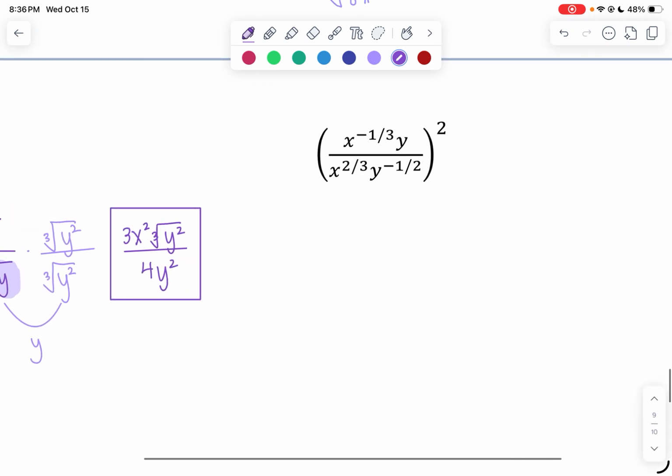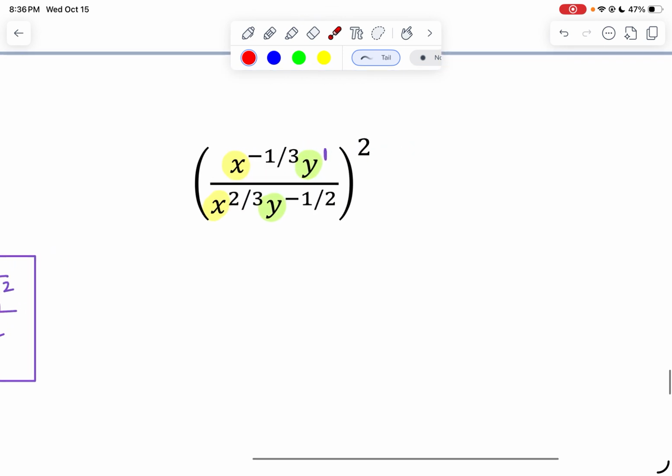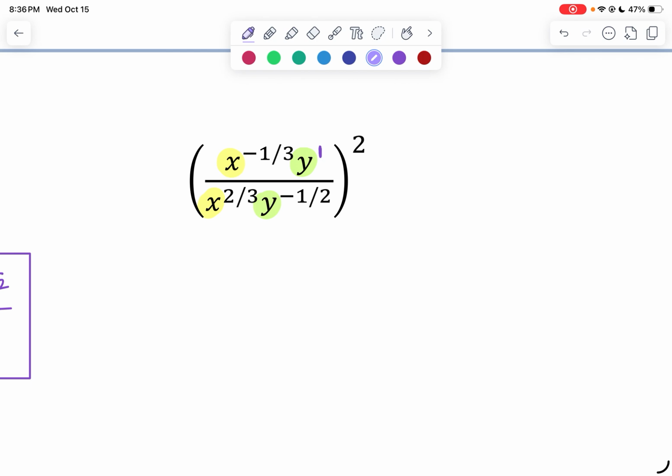Okay. Now, over here, I'm seeing the same base. I'm seeing a lot of things happening. I'm seeing the same base here, and then I'm seeing the same base there. Remember, if there's no exponent on it, that has an exponent of 1. Okay. I'm going to start with what I have inside, and then I'm going to deal with this squared. So using my exponent rules, remember that anytime you're dividing, you're going to subtract your exponents. So I have x to the negative 1/3 minus 2/3. So negative 1/3 minus 2/3 is negative 3/3, which is negative 1, which means that my x is going to go in the denominator.